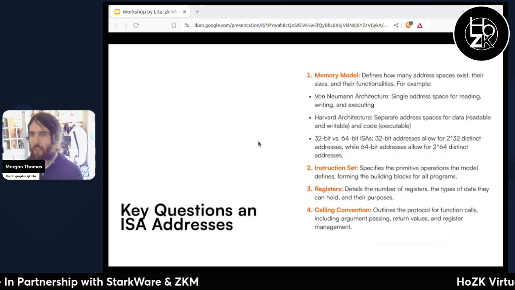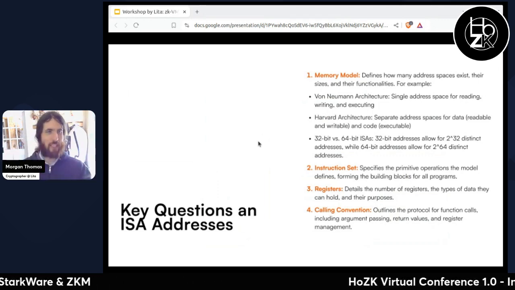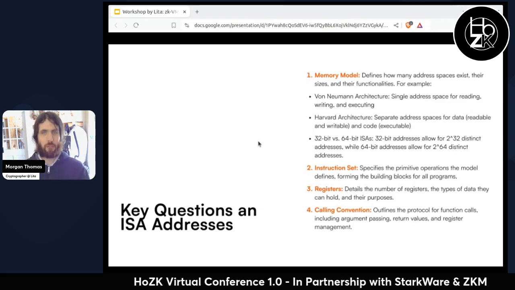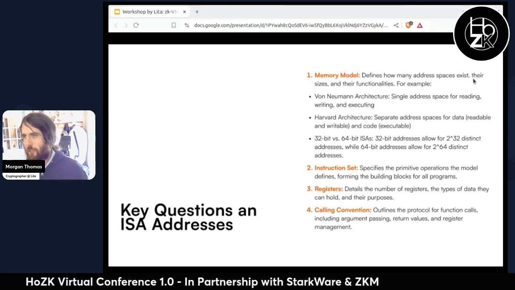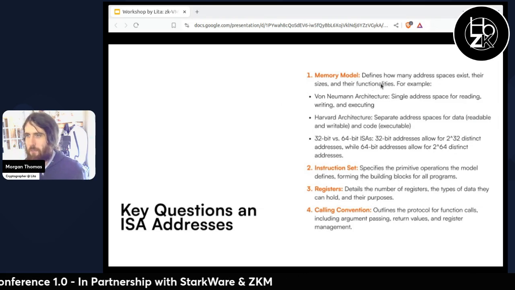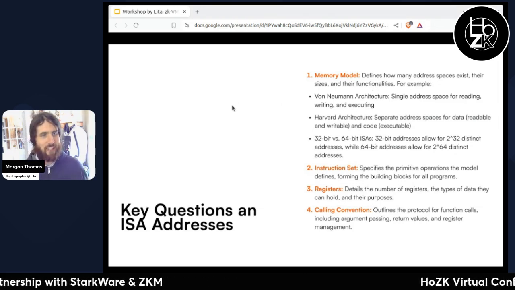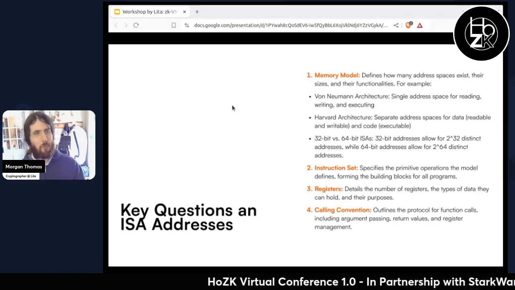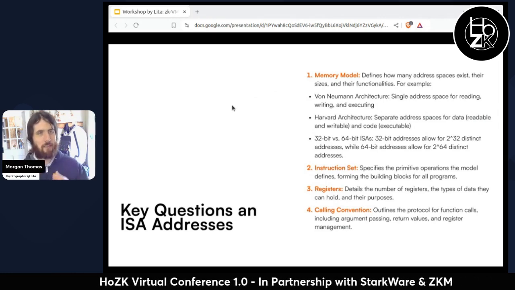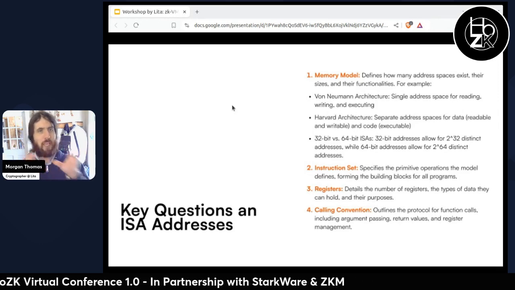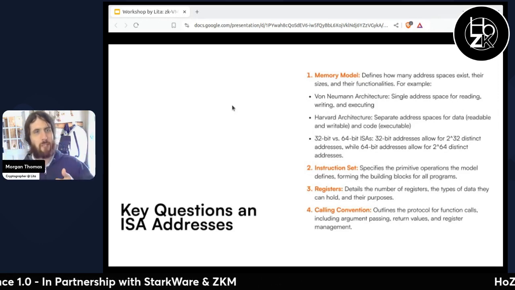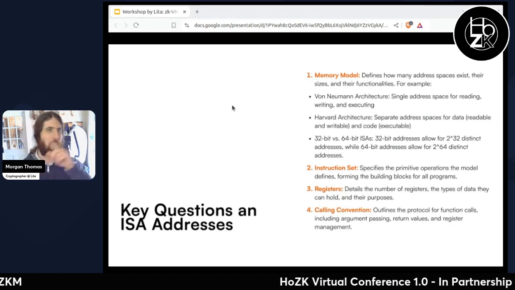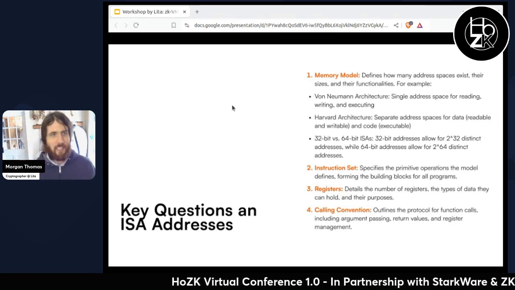Okay, so let's drill down a bit into the choice of instruction set architecture. So what exactly are the choices involved in this? So we've got the memory model. Most modern CPUs have what's called a von Neumann architecture, where they just have a single address space where both code and data live. And this address space is readable and writable and executable. So you can jump to it, you can load to it, you can store to it.